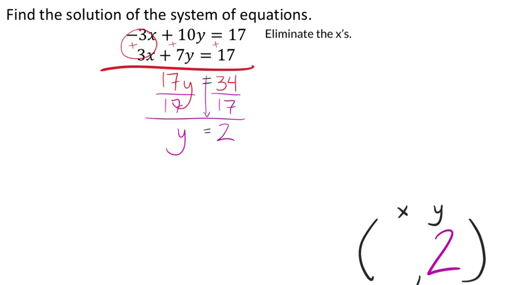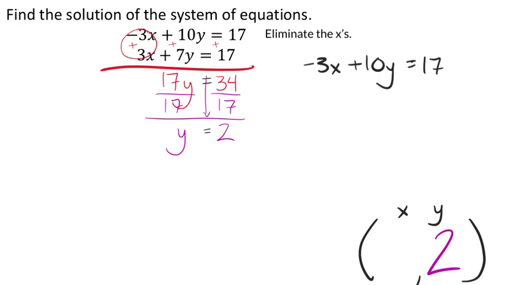Once again, it does not matter which of the two equations you use. Some students say, well, I like this one because it's all positives, which you can do. I'm just going to choose the top one because it's on the top. That's it. So I'm gonna rewrite it. I got negative 3x plus 10y equals 17.